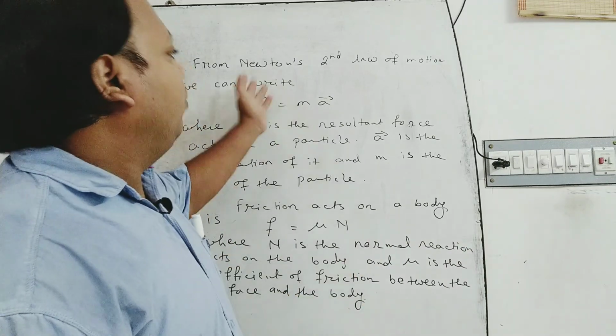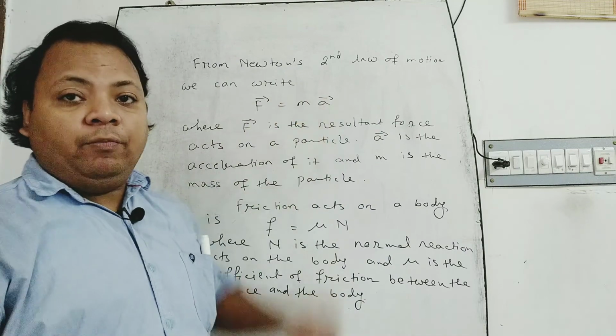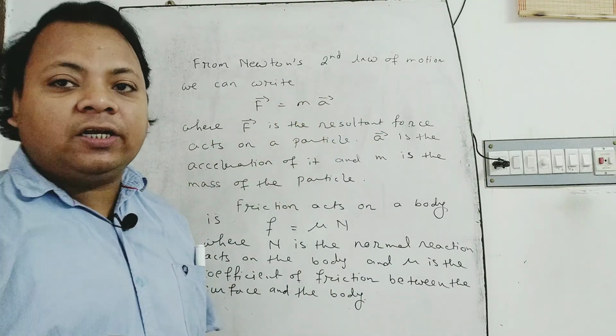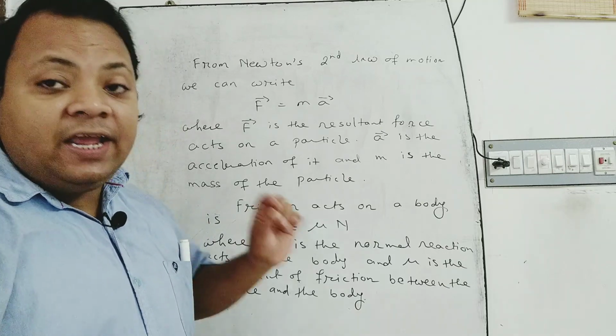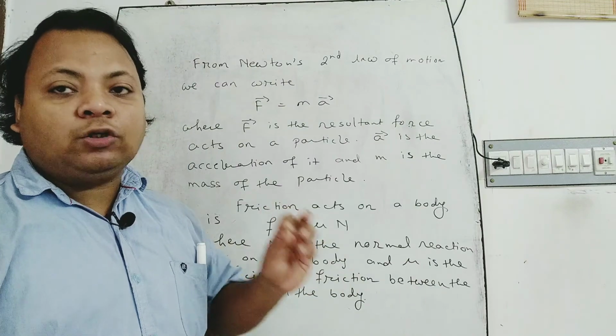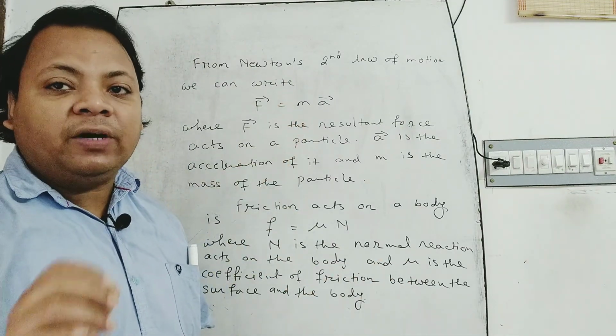From Newton's law of motion, we know that F is equal to ma, where F is the resultant force acting on the particle or on the body, a is the acceleration of that particle or body, and m is the mass of that particle or body.